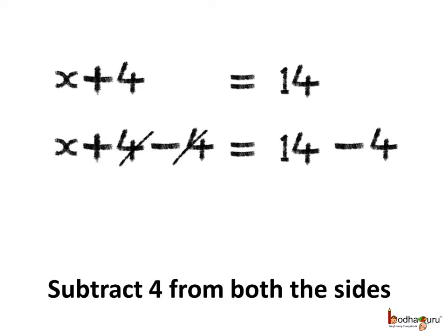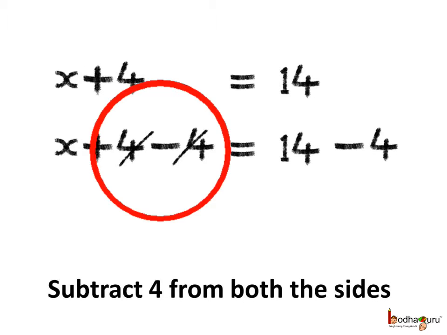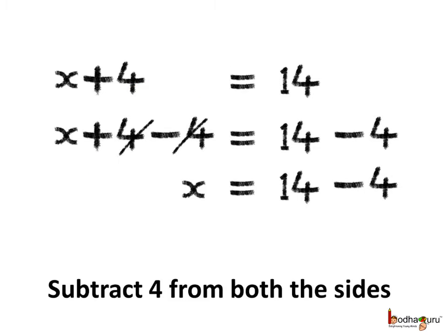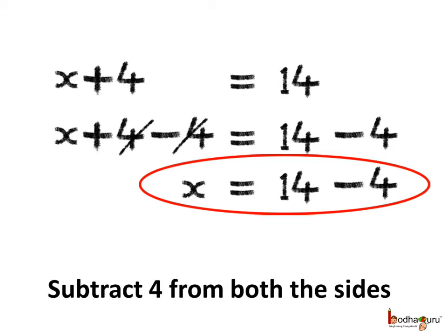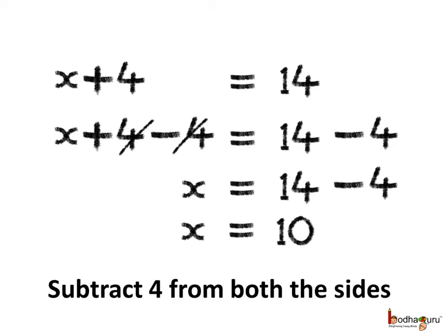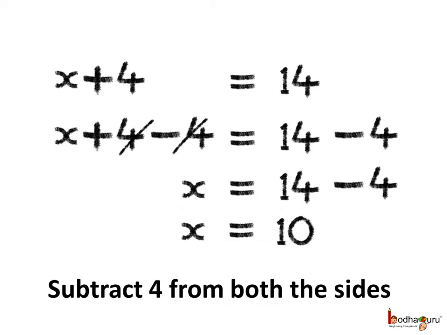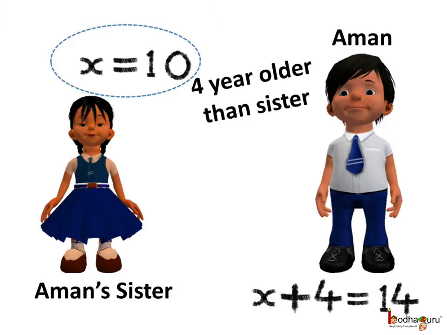On the left hand side, 4 minus 4 is 0. So they cancel out each other. And thus we get x equal to 14 minus 4. Now 14 minus 4 is 10. So x is equal to 10. What does it mean? Well, it means Aman's sister's age is 10. So his sister is 10 years old.